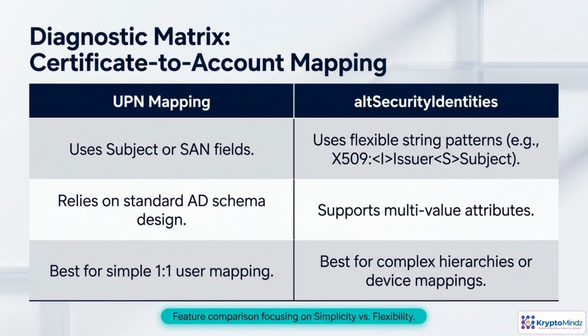When you map certificates to AD accounts, think in terms of simplicity versus flexibility. UPN mapping is the simple path. You align the certificate subject, or UPN SAN, with the user's UPN in AD. It's easy to reason about and ideal for straightforward, one-to-one user logon scenarios. Alt security identities is the flexible option. You build explicit X509 patterns, can store multiple mappings per account, and can represent more complex setups like shared devices or layered administrative identities.